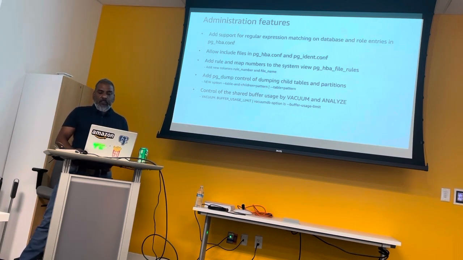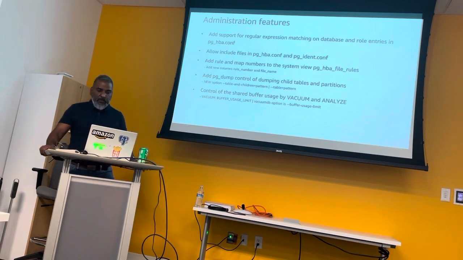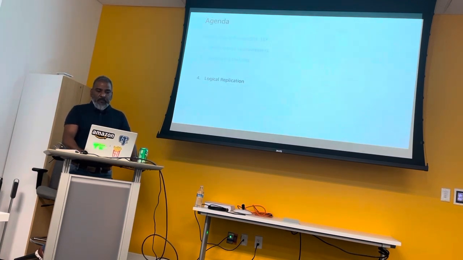In pg_dump, you can now control the child tables and partition tables too. Earlier, there was no option to add a pattern for the child tables and partition tables. Now there is a new option called --table-and-children, that takes a pattern, whereas earlier it was only the table name. That means you can control dumping the child tables and the partition tables. And the same thing, control of shared buffer usage by vacuum and analyze. You can put the buffer usage limit on vacuum and analyze.